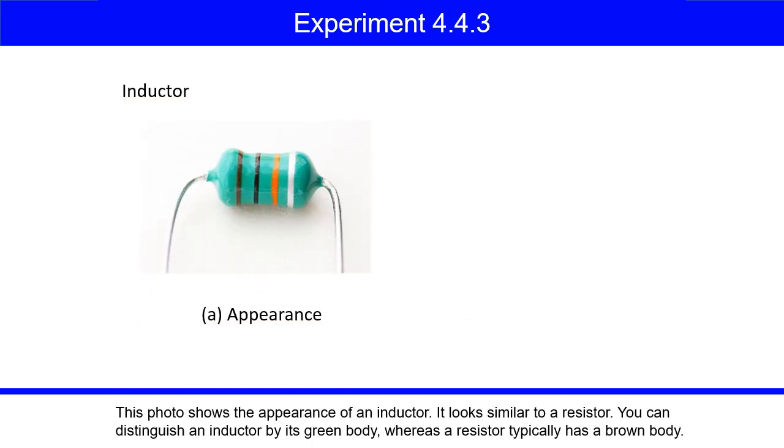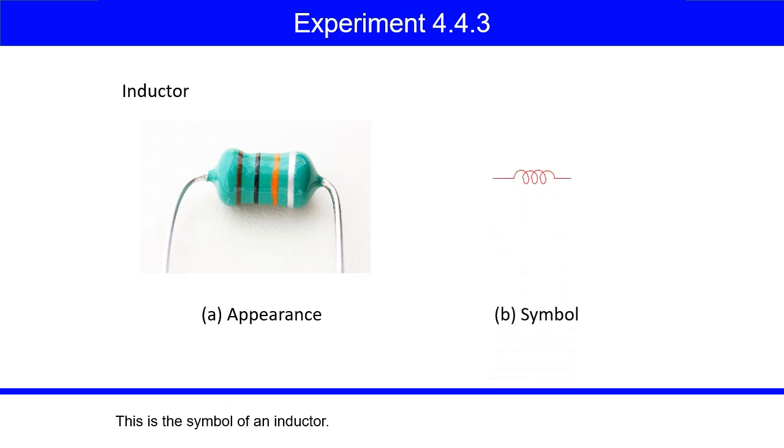This photo shows the appearance of an inductor. It looks similar to a resistor. You can distinguish an inductor by its green body, whereas a resistor typically has a brown body. This is the symbol of an inductor.